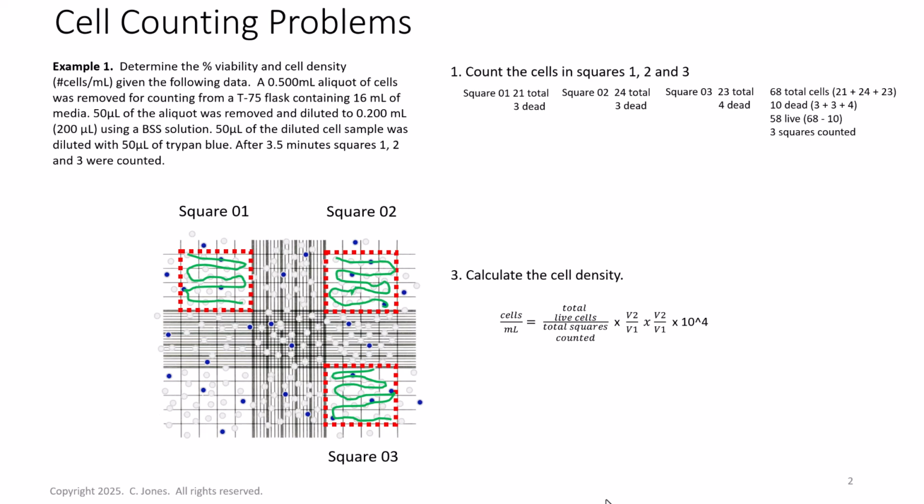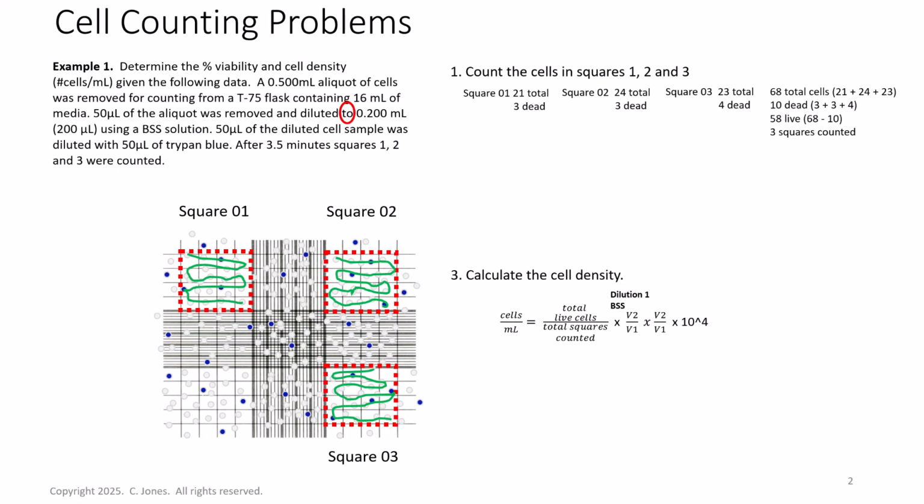And here, when you read through the problem, we did 2 dilutions. Dilution 1, we used the balanced salt solution, right? And so if we look at this, we took 50 microliters out of this 0.5 mL aliquot of cells, put it into a new microcentrifuge tube, and then we diluted it to a final volume of 200 microliters with our balanced salt solution. So V2 is going to be 200 and V1 will be 50.